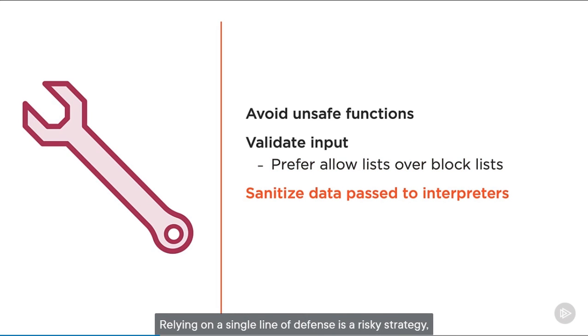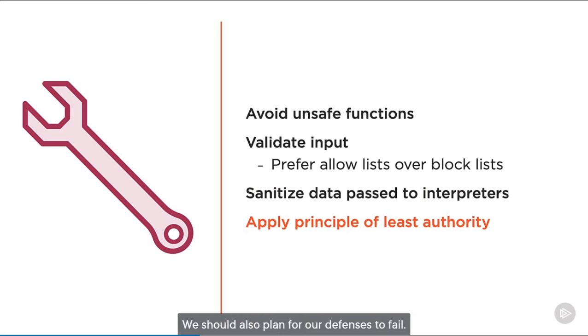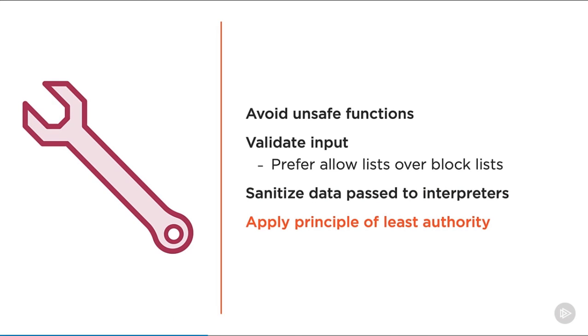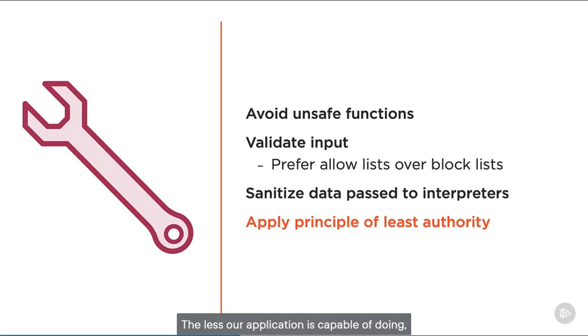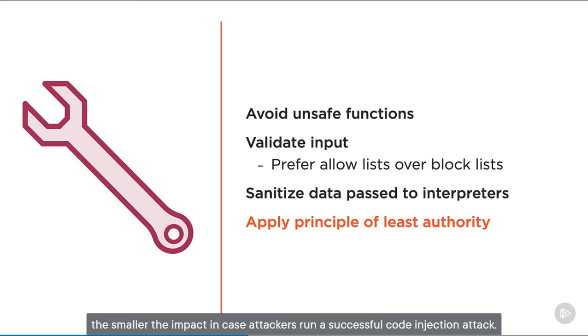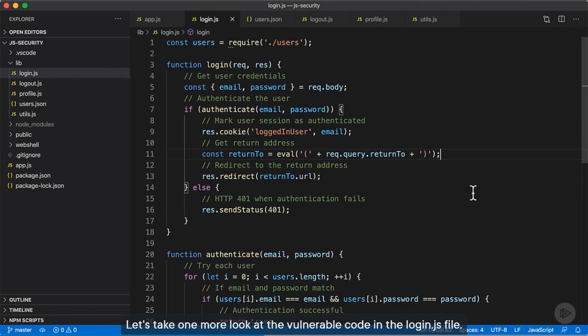Relying on a single line of defense is a risky strategy, and input validation should always be supplemented with sanitization of data passed to outside interpreters to prevent data being treated as code. We should also plan for our defenses to fail. Applying the principle of least authority means that our code runs with the bare minimum of privileges necessary to do the job. The less our application is capable of doing, the smaller the impact in case attackers run a successful code injection attack. Let's take one more look at the vulnerable code in the login.js file.